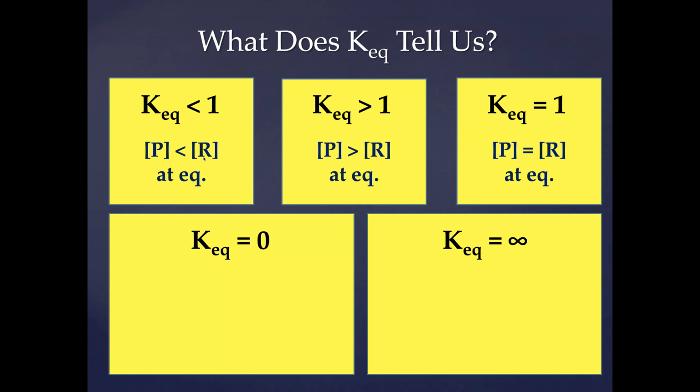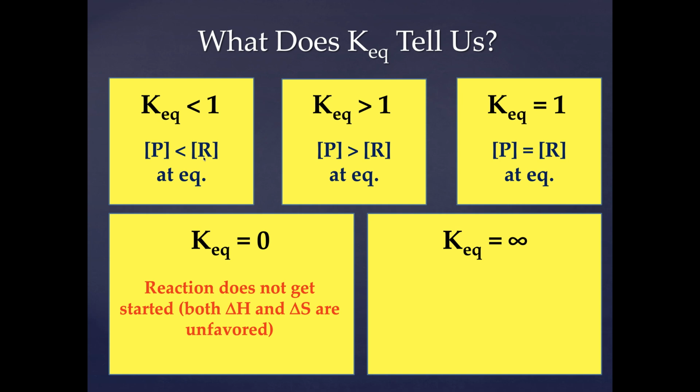This almost never happens. Usually your KEQ is either going to be greater than 1 or less than 1, and usually by quite a large amount. Finally, if KEQ equals 0, that means the numerator is 0. And since the numerator is products, that means that there are no products. It's like we have pancake batter, but we never made any pancakes.